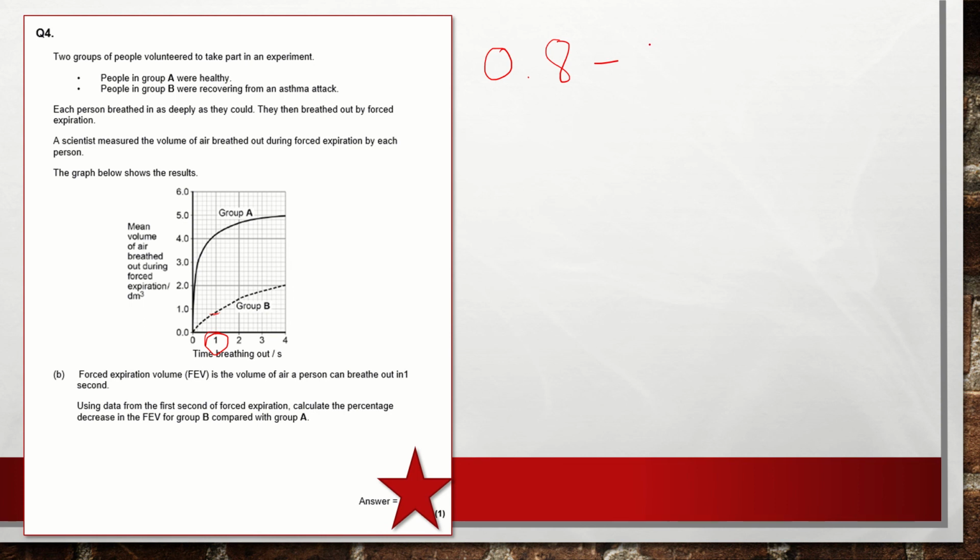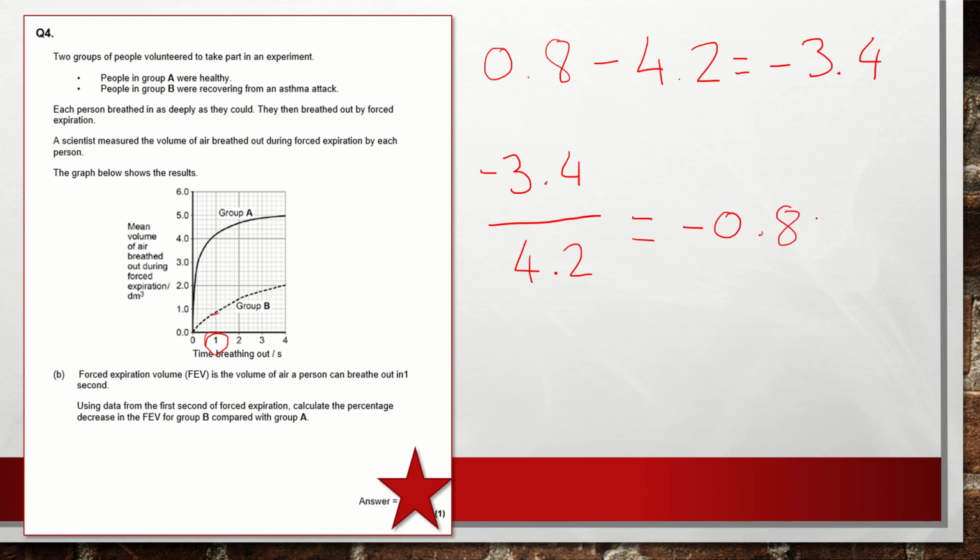We're minusing it by the original, or what we're comparing against, which is 4.2. That's going to give us minus 3.4. So we've got our difference, so minus 3.4 is our difference. We then need to go and divide it by what we're comparing against, or the original, which is 4.2. That's going to give us minus 0.8095. So again, we need to have this as a percentage.